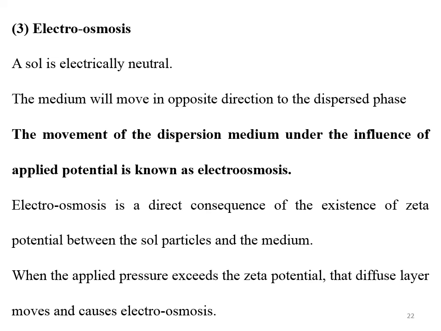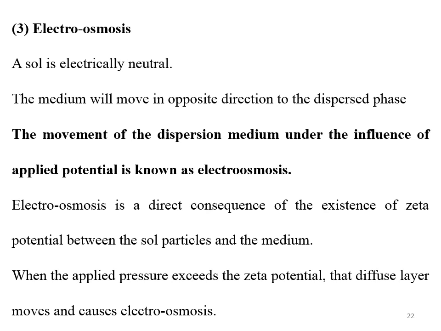It means the medium moves towards the electrode having the opposite charge to its own. This movement of the dispersion medium under the influence of applied potential is known as electroosmosis. This is opposite to electrophoresis, where there was movement of the sol particles. Here, it is the dispersion medium that moves. Electroosmosis is a direct consequence of the existence of zeta potential between sol particles and the medium.